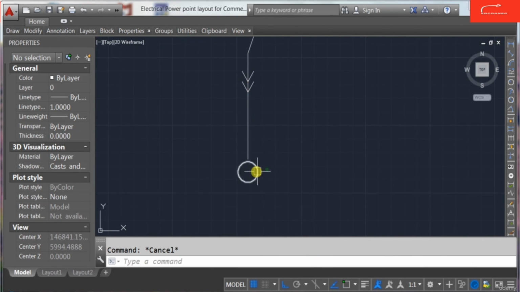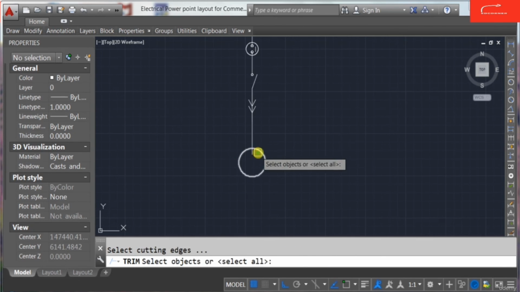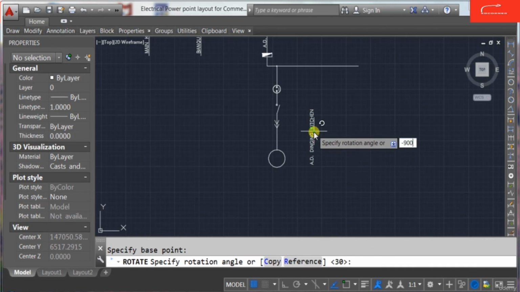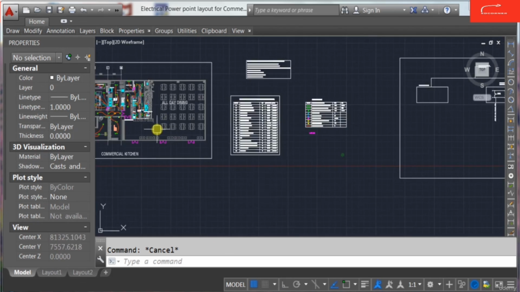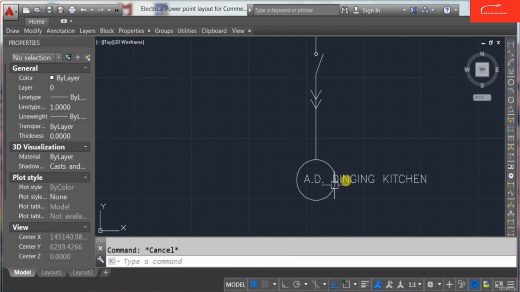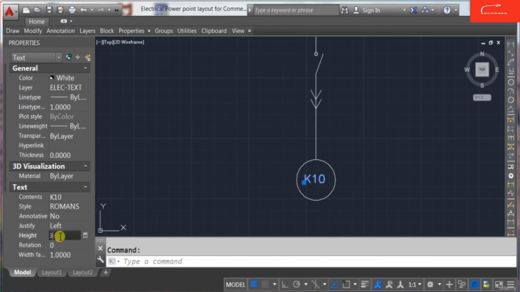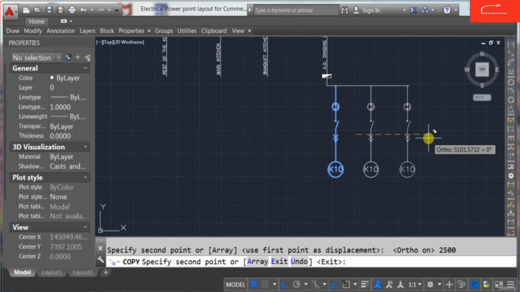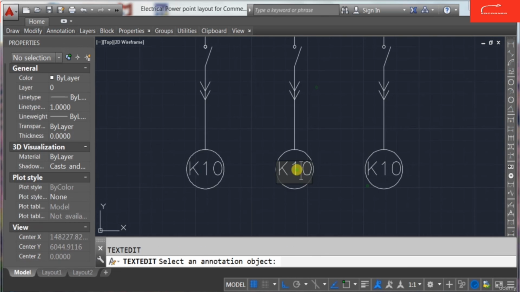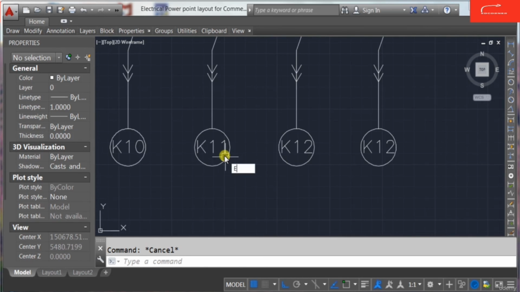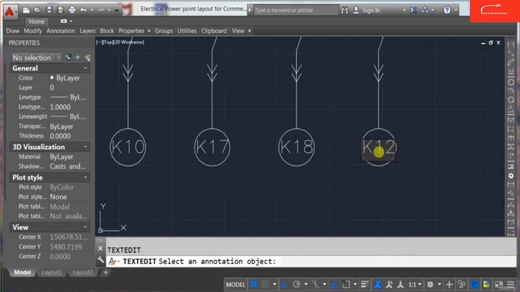Into this, what we require is, from here K10, K17, K18 and K19. So first is K10. K10, and here it is K17, K18 and K19.